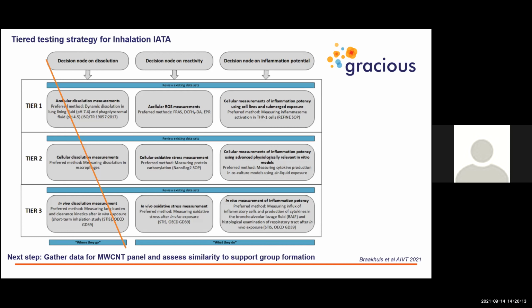This image has been taken of the tiered testing strategy from a publication which just came out in the summer, which describes this IATA in much more detail. Through the case study, we have already addressed the question of dissolution and biopersistence, as this was covered in the HARN IATA as well, and concluded that these carbon nanotubes can be considered slowly dissolving or effectively biopersistent. Therefore, the next step would be to gather data for this panel based on reactivity and their inflammatory potential, and then assess similarity to support grouping of some or all of the remaining 13 carbon nanotubes.